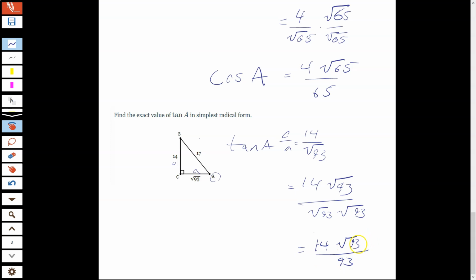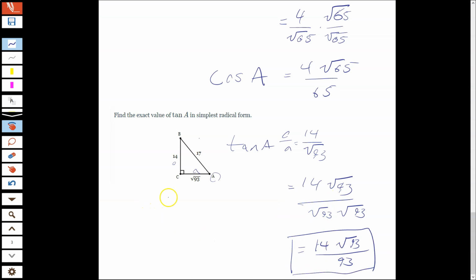And then we would check to see if 93 is a simplifiable square root, and it is not, because it's 31 times 3, and both those numbers are prime. Okay, so that's it. That's trig ratios with rationalizing your denominator.